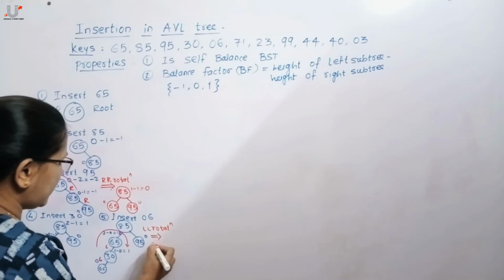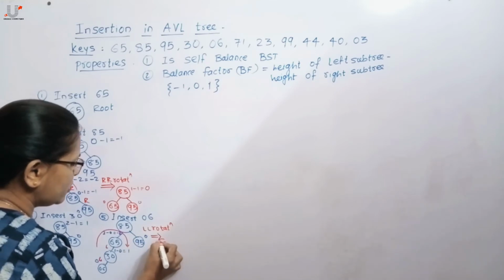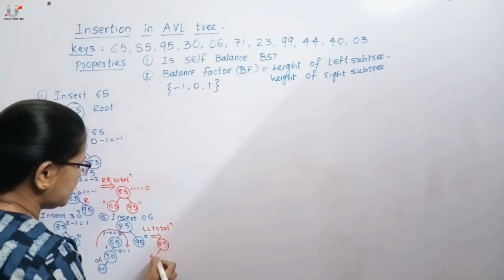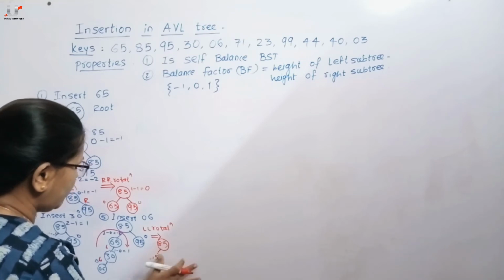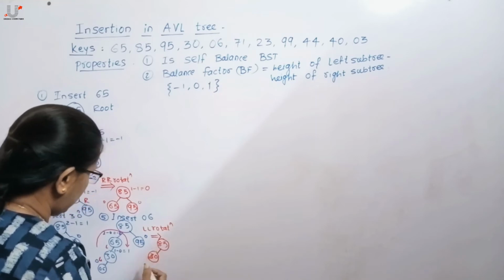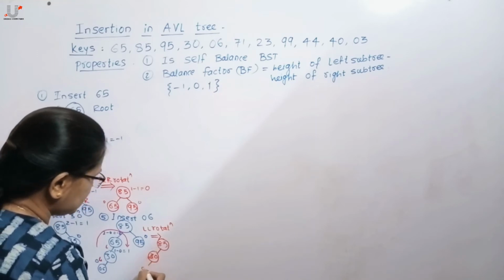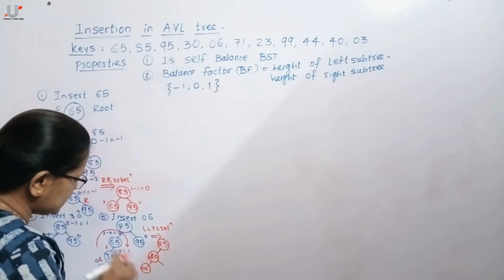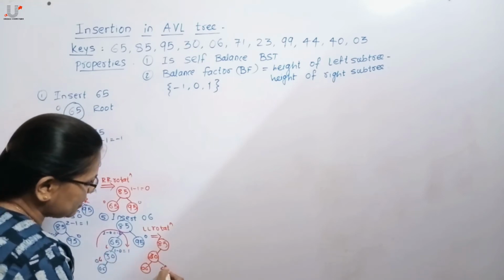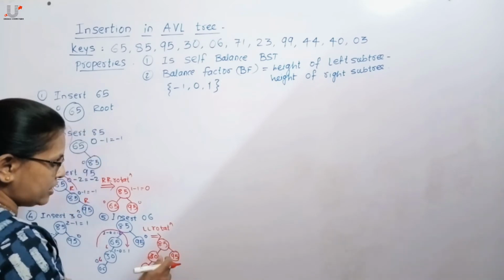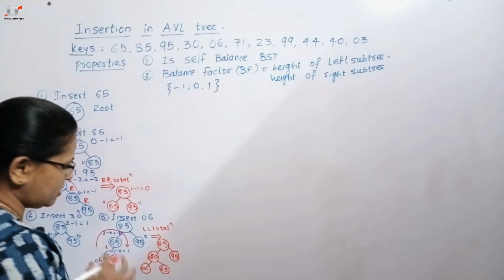the tree looks like 85. Sorry, to the left of 85 is 30. To the left of 30 is 6. To the right of 30 is 65. And as no change, 95 is the right subtree of 85.